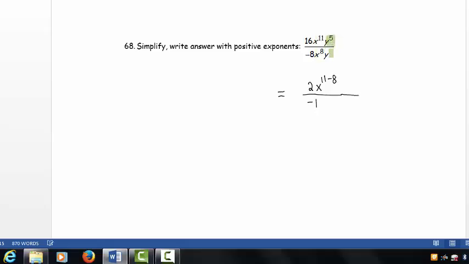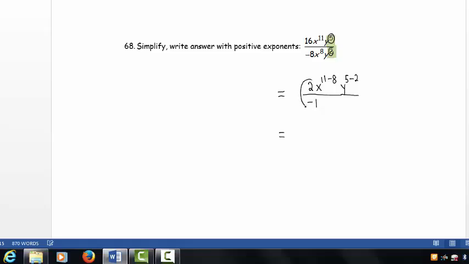Y to the fifth divided by y to the second. Again, the shortcut is to subtract. We will find the greater exponent, 5, subtract the lesser, 2. We begin our subtraction with the exponent in the numerator. Our answer goes in the numerator.